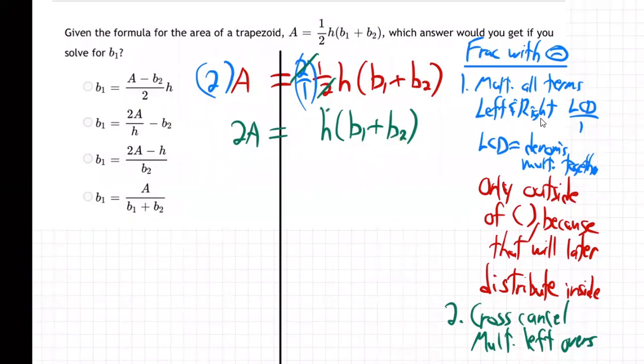All right, and now what happens with parentheses? You know, boom and a boom. So we get 2A equals HB1 plus HB2, and the parentheses are gone, right? We drop the walls, the water goes in.